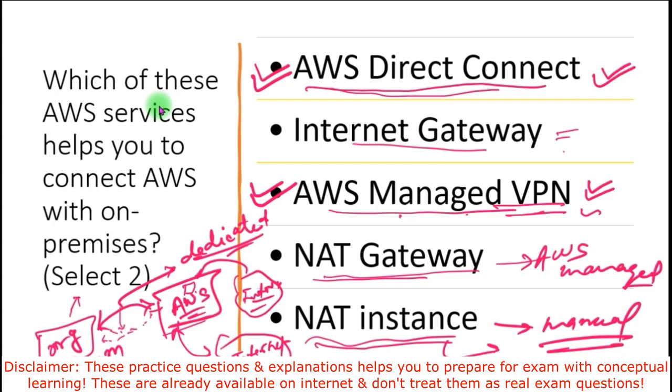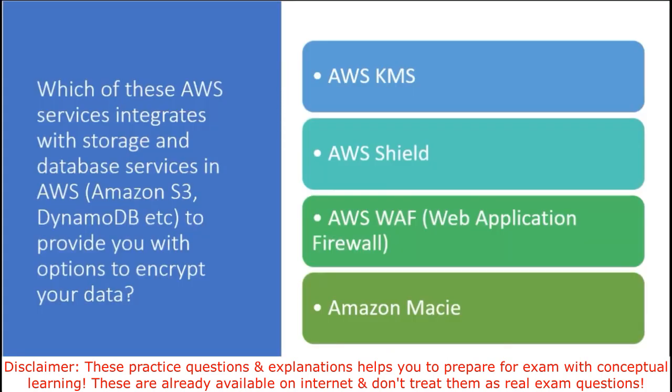So let's see what we have next. Let's talk about this question. In this question they are asking which of these AWS services integrate with storage and database services in AWS, such as Amazon S3 and DynamoDB, to provide you with the option to encrypt your data. The options we have: AWS KMS, KMS stands for Key Management Service, AWS Shield, AWS WAF, that is Web Application Firewall, or Amazon Macie.